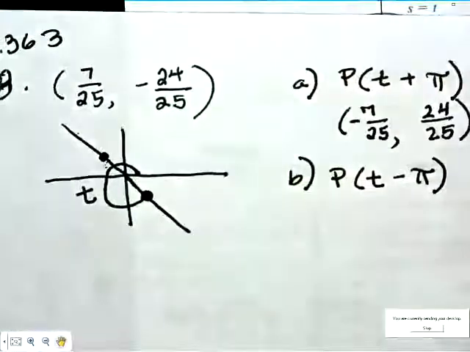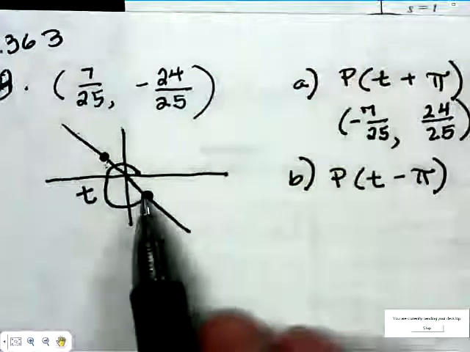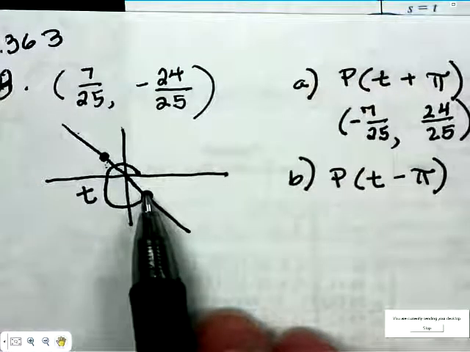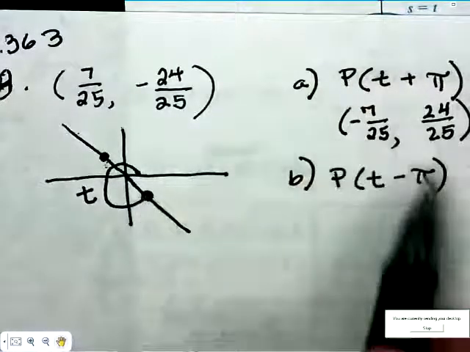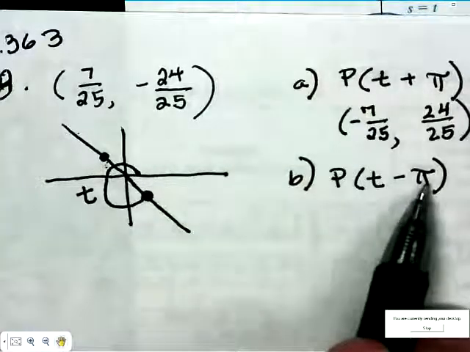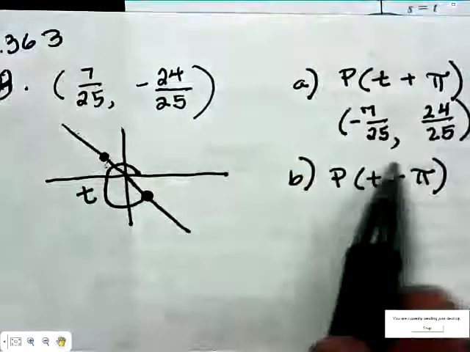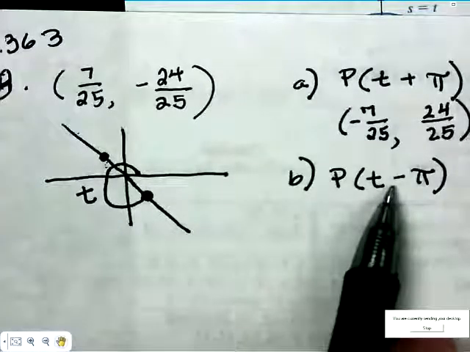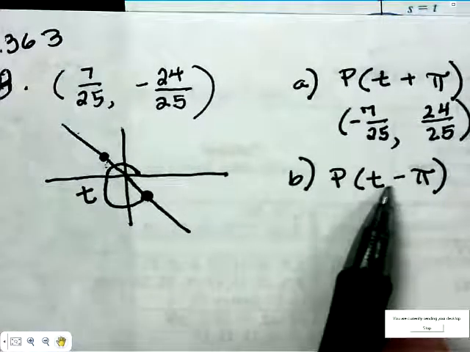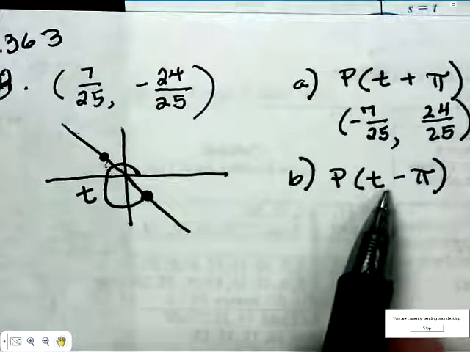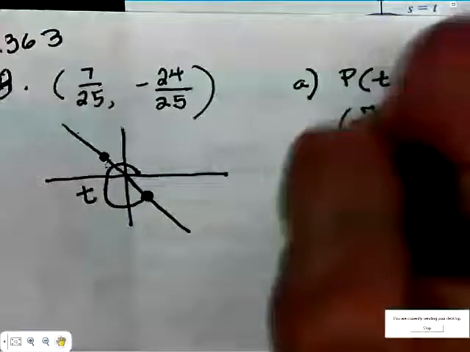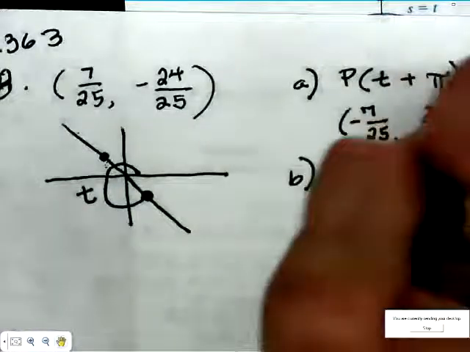And again, if we started with that point on the unit circle that corresponded to t radians, and we went pi radians, or 180 degrees, clockwise, in what quadrant would we end up? Same one, because if you're going 180 degrees, that's halfway around the circle. It doesn't matter which direction you're going, you're going to end up at the same place.